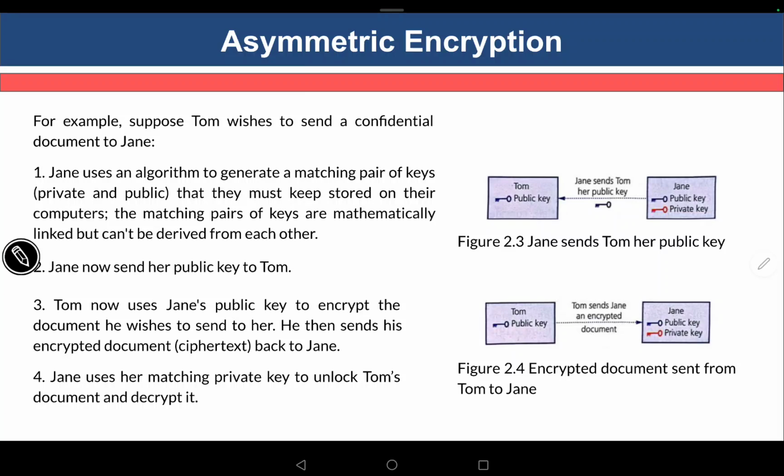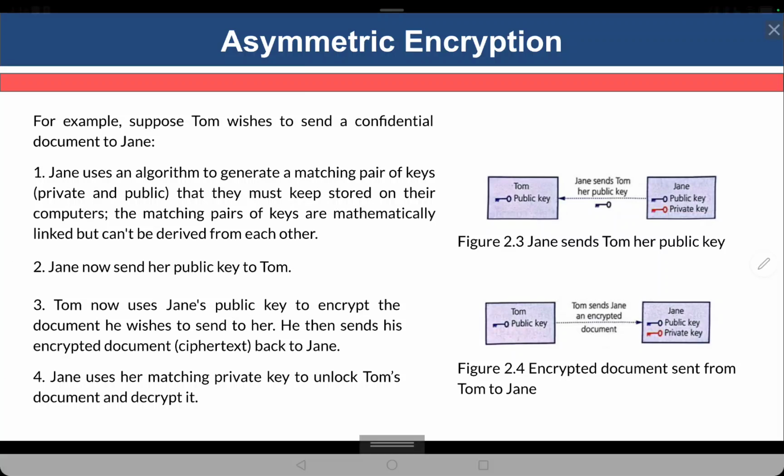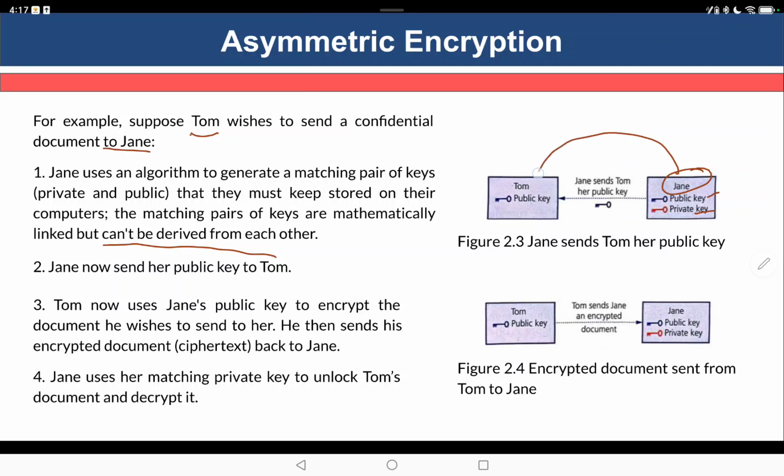Let's use an example to better understand how asymmetric encryption works. So let's assume that Tom wants to send a confidential document to Jane. So Jane creates a pair of keys. Remember, Jane would have a public key and a private key. Now these two keys are mathematically linked together, but one cannot be derived from the other. So Jane sends a public key to Tom.